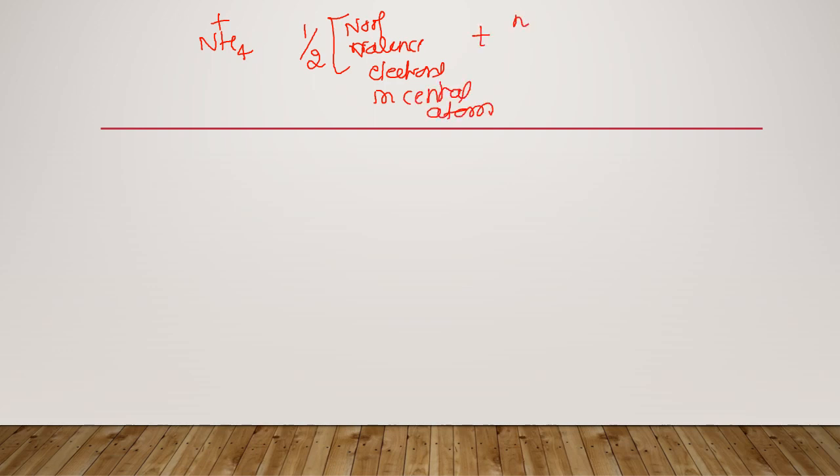Now let us consider one more example. NH4 plus, the ammonium ion. So let us write the formula. Half into number of valence electrons in the central atom, plus number of monovalent atoms attached, plus anionic charge minus cationic charge.